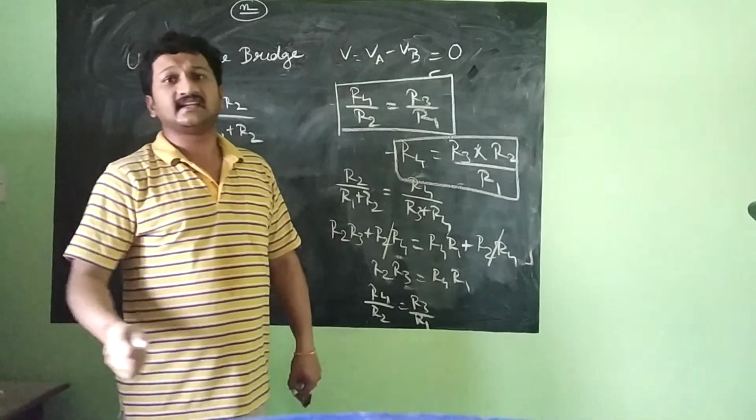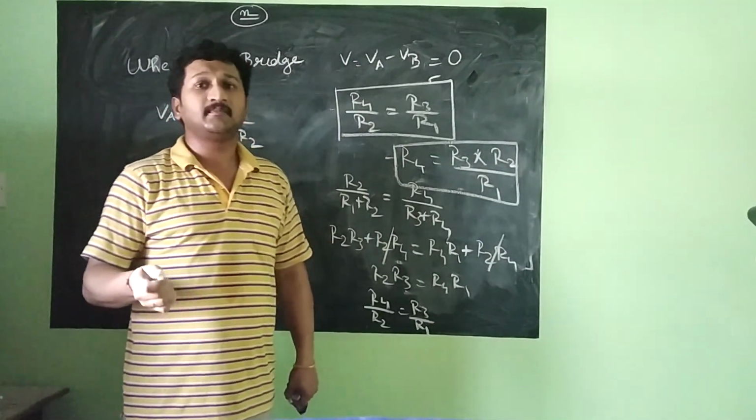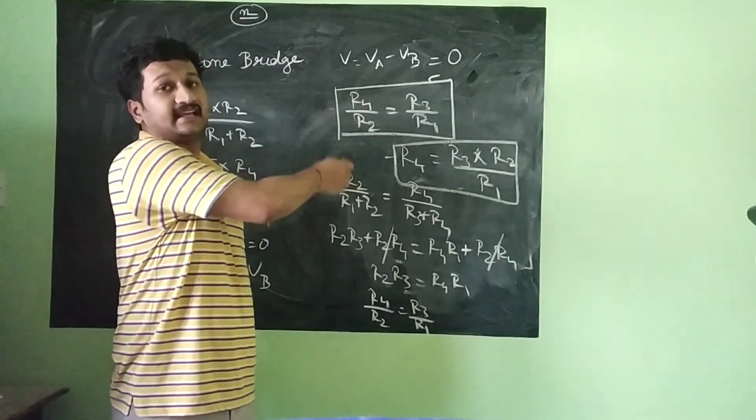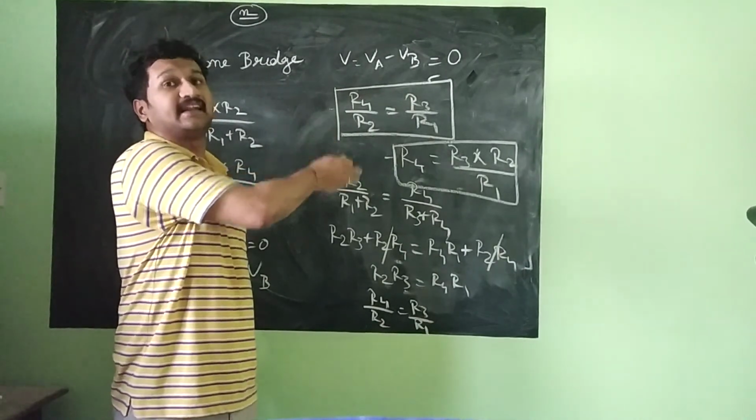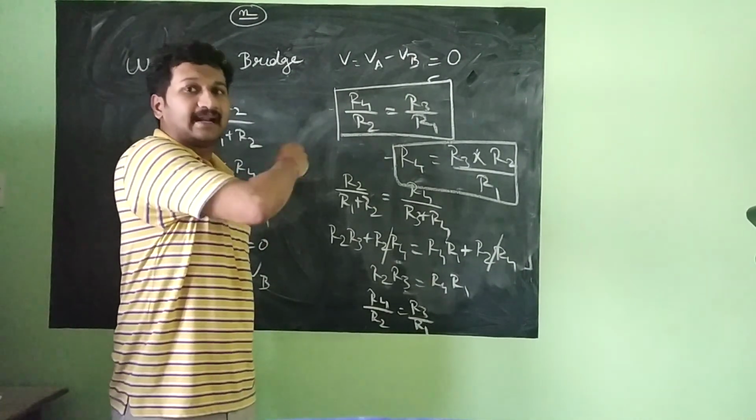So in the next lecture we will deal with an example problem, and then it will be clear how a Wheatstone bridge will be in an unbalanced condition and in a balanced condition.